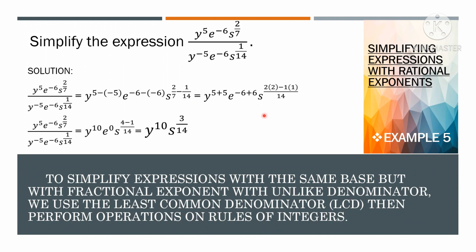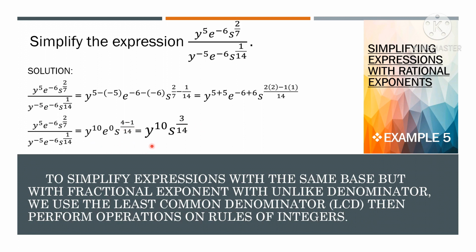Then, simplify all the exponents. So, for y, we have 5 plus 5, that is 10. Kaya meron tayong y raised to 10. And then, for e, negative 6 plus 6, that is equal to 0. Kaya meron tayong e raised to 0. For s naman, 2 times 2, that is 4, minus, kaya minus din dito, 1 times 1, that is 1, and then the LCD, 14. So, 4 minus 1, that is 3.